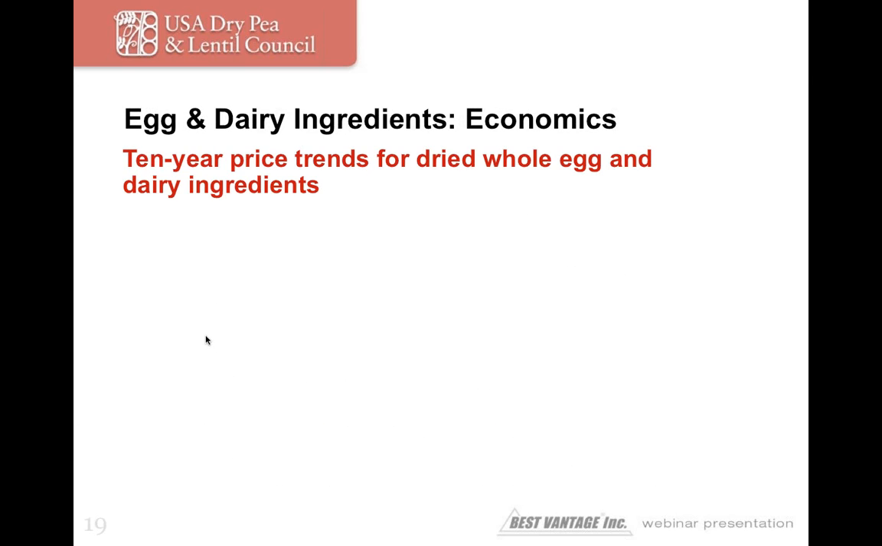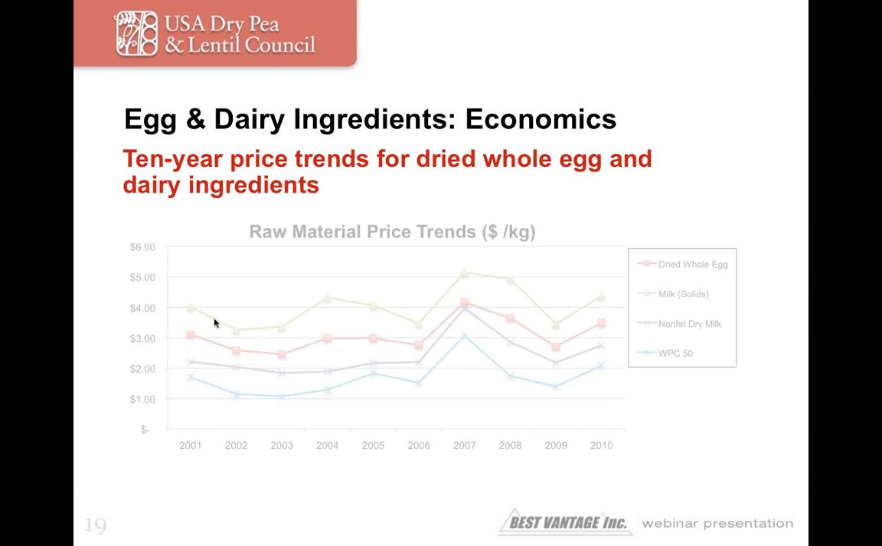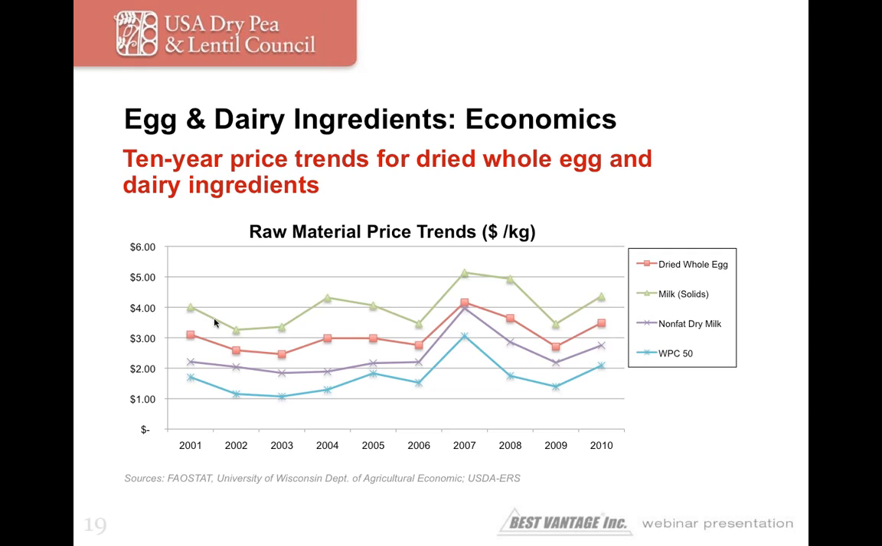Now, looking at the economics of egg and dairy ingredients, this is one area that should be of concern to all food product developers. If you develop a food product, you want to make sure that it stays affordable in years to come. If any single significant ingredient within that product is to increase significantly over time, it could threaten the position of that food product.